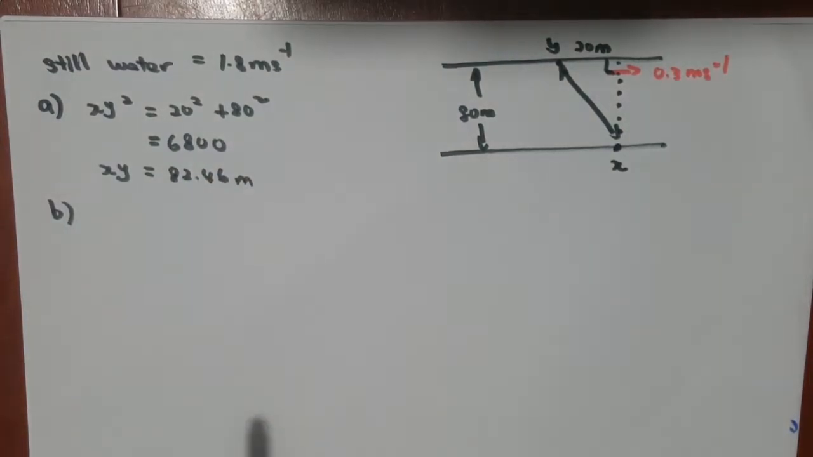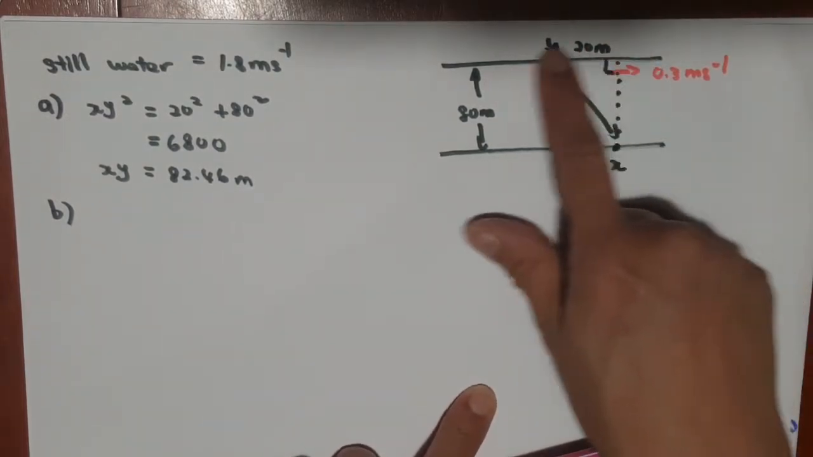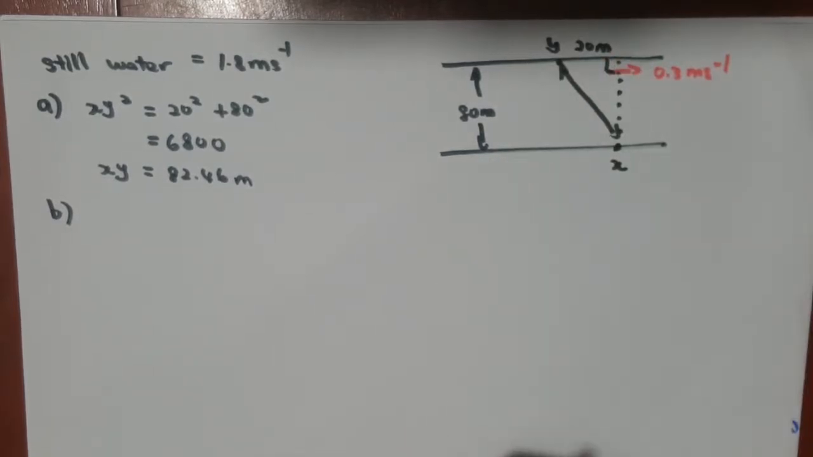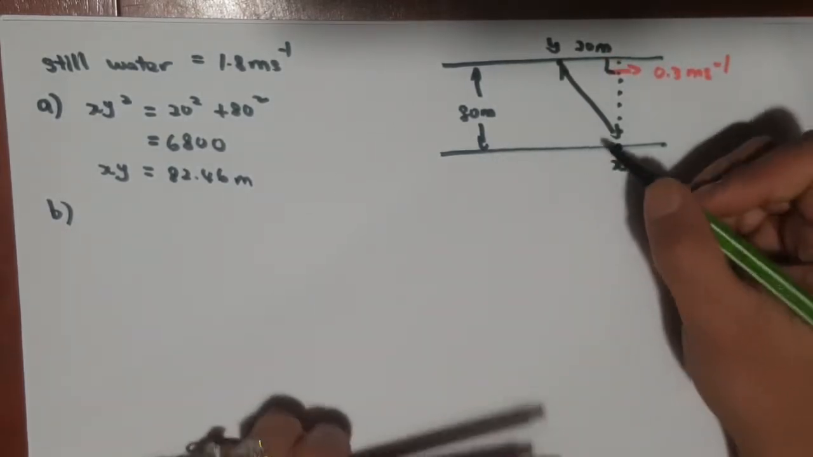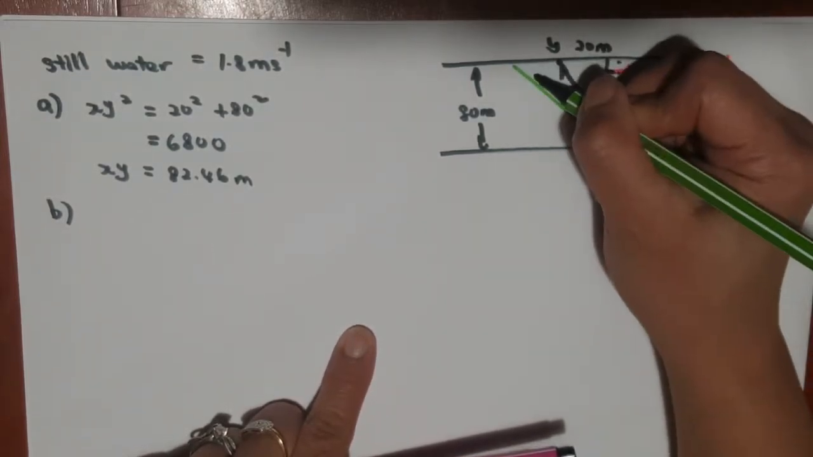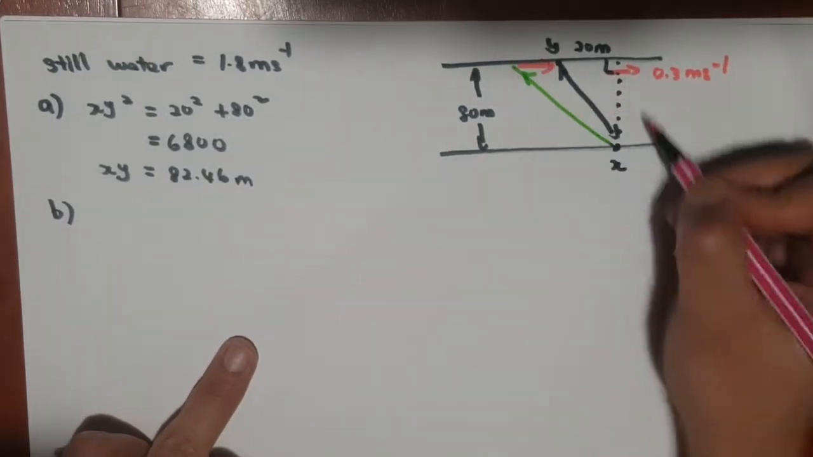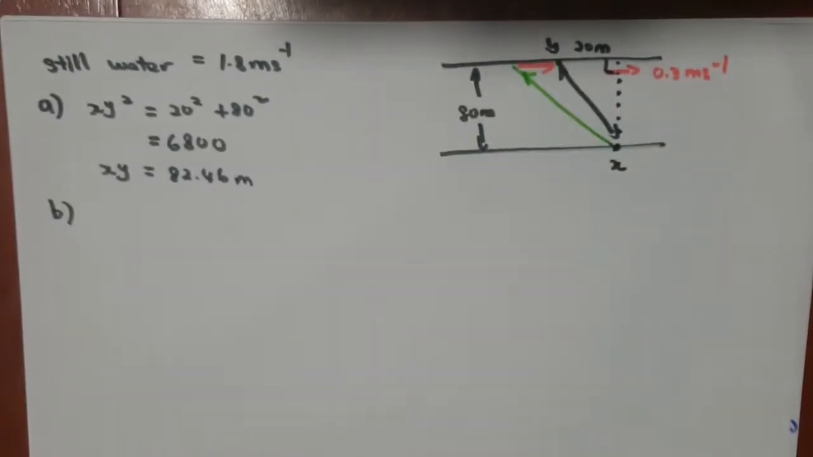To solve question B, in which direction should Stephanie aim so that the current will push her onto a path directly towards Y? We know that Stephanie needs to swim from here to here, and there's a current going that way. From the questions we learned previously, Stephanie needs to aim slightly further down this way, so that when the current takes her to the right, she could reach her intended destination. So the question is, in which direction should Stephanie aim?